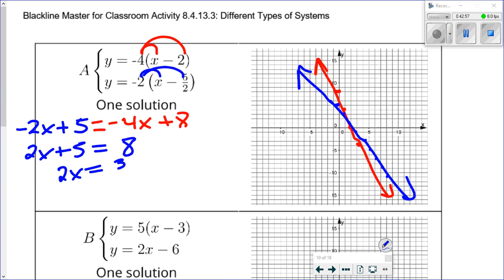And then if I divide both sides by 2, I do in fact get 3/2, which is equivalent to 1.5, right? And then when I go back and substitute that into either equation, I'm going to go ahead and use the blue one here. So y equals -2 times 1.5 plus 5.